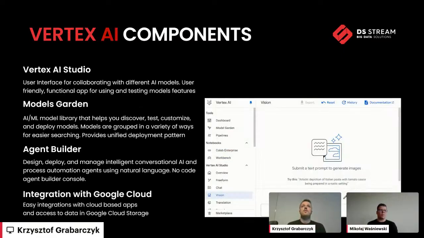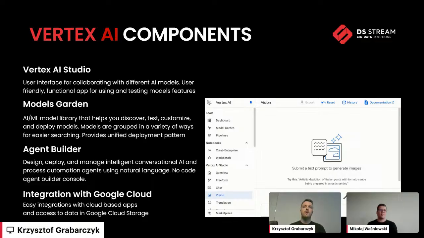Vertex AI components. This platform has a few very interesting components. First one is Vertex AI Studio. It is shown in that picture. We will be showing you there how to chat and how to generate images. Also, there is this part, Model Garden. You can read about all the available models there. You can search for them. They are perfectly grouped, so it's easy. You can also turn on and turn off features, whatever you need for your application.